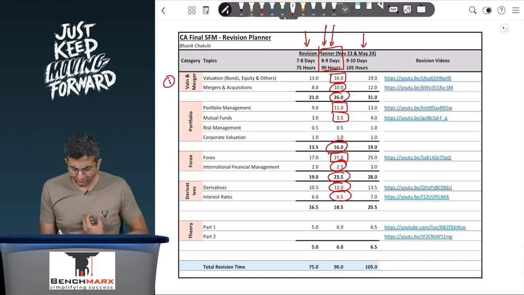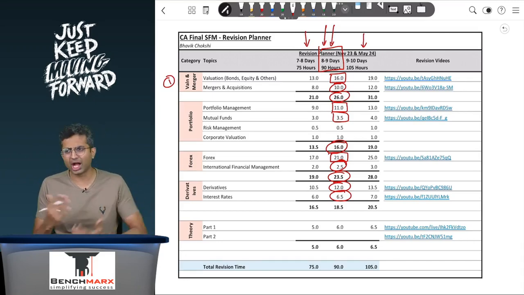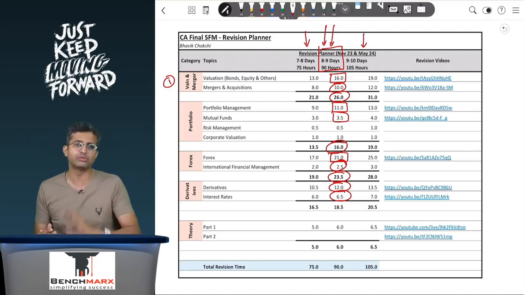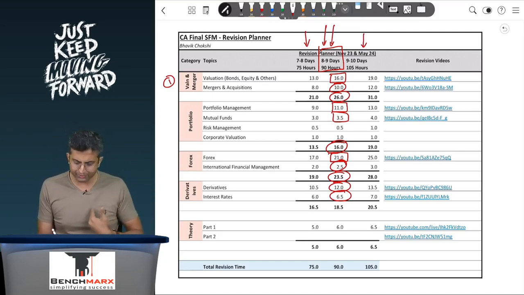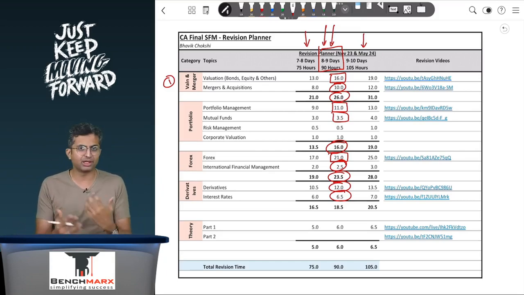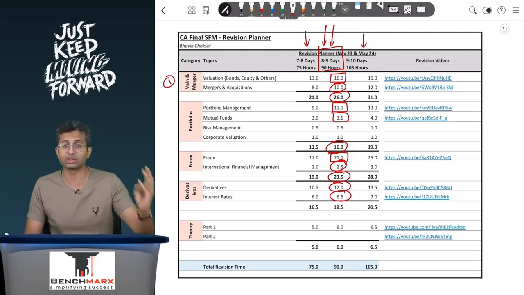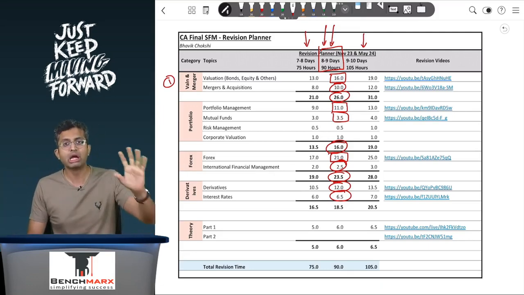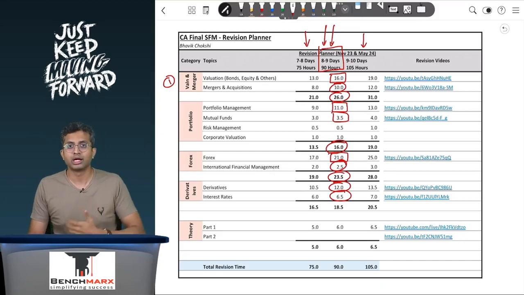And then a lot of students keep theory right for the end. I would recommend that while you are doing your first revision, invest some time. We have 2 videos on YouTube, which is on theory compiler. I mean, you can kind of at least refer to those videos, have a broad understanding on topics like securitization, startup finance, etc., which almost always come in every exam.